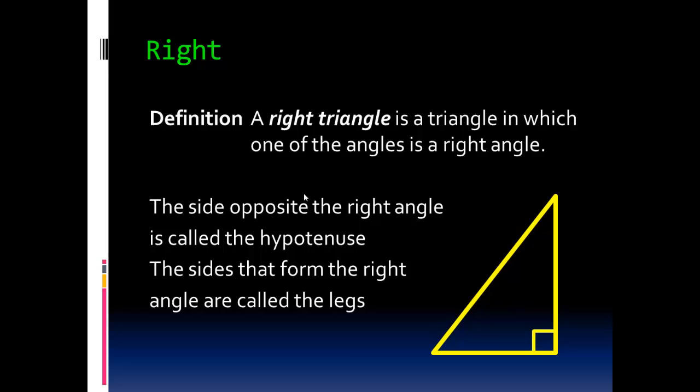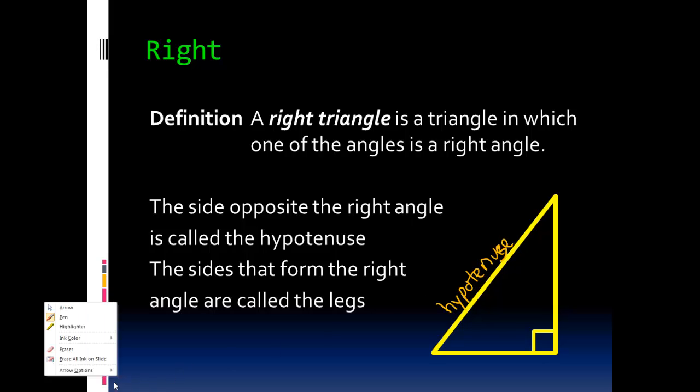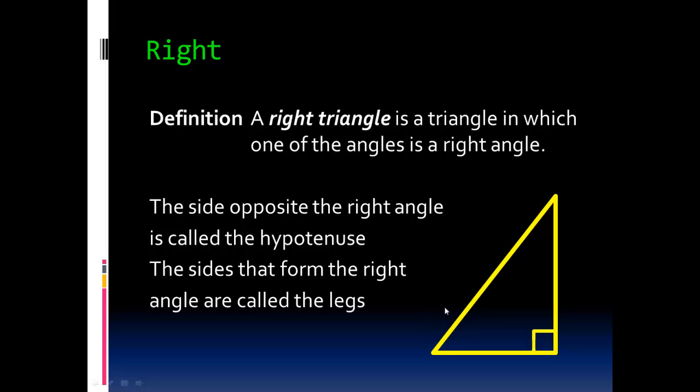Then we have a right triangle. A right triangle is a triangle in which one of the angles is a right angle, right here. The side opposite the right angle is called the hypotenuse. Don't mind my spelling. In fact, I'm going to correct that. All right, let's try that again. Hypotenuse. And each of these, the sides that make up the right angle, are the legs.